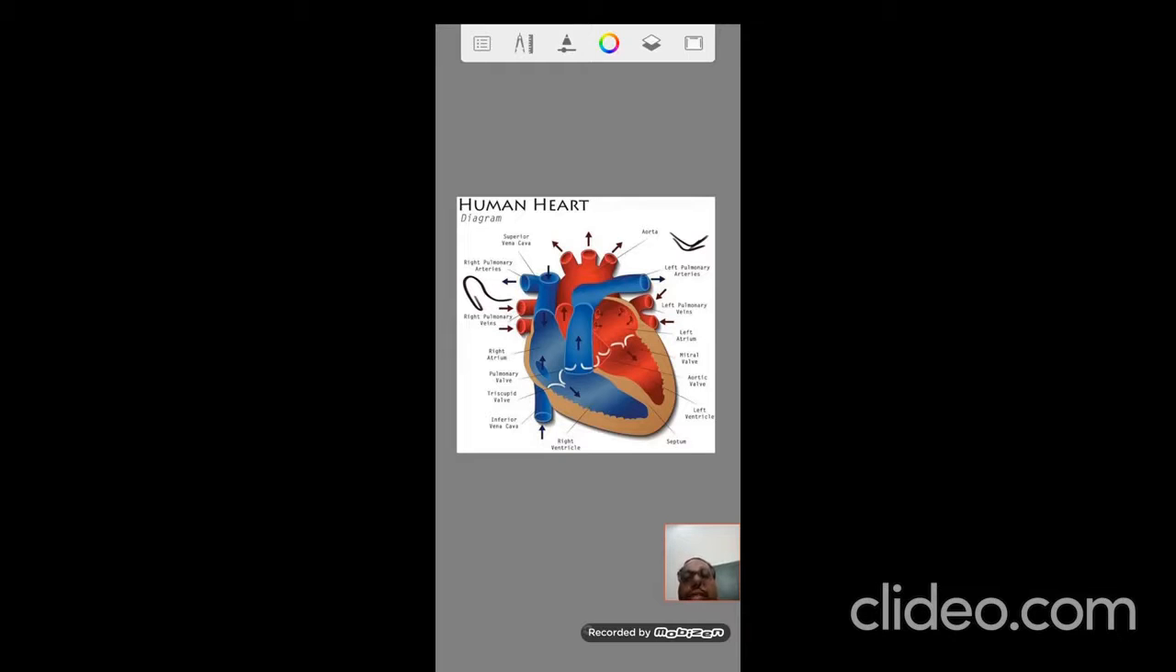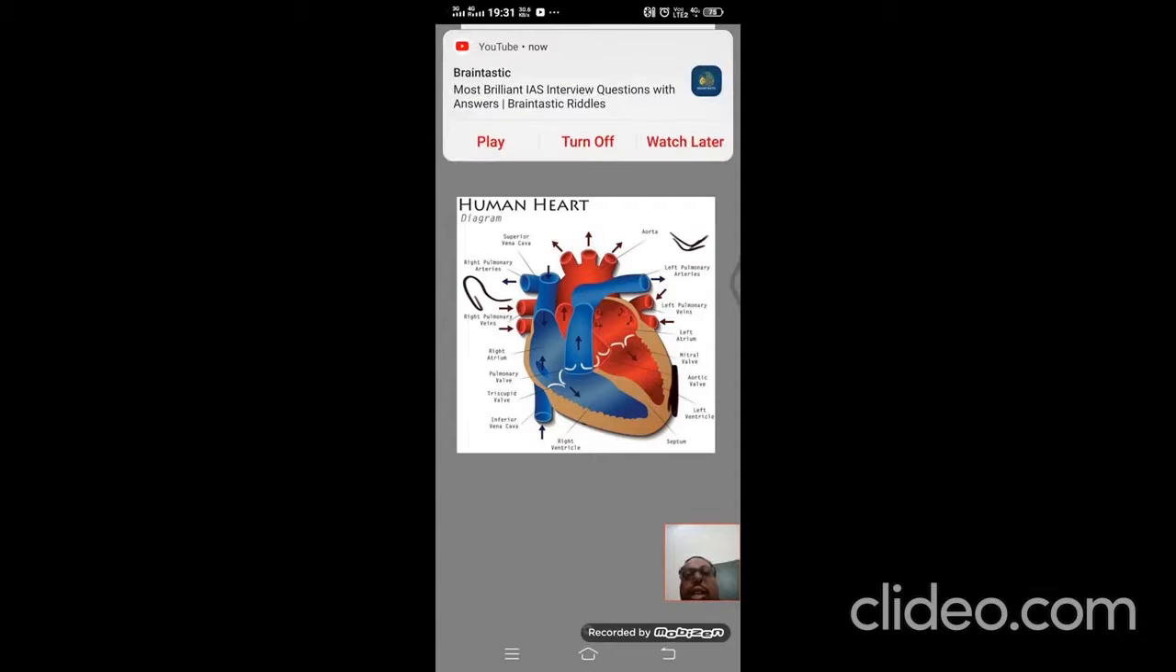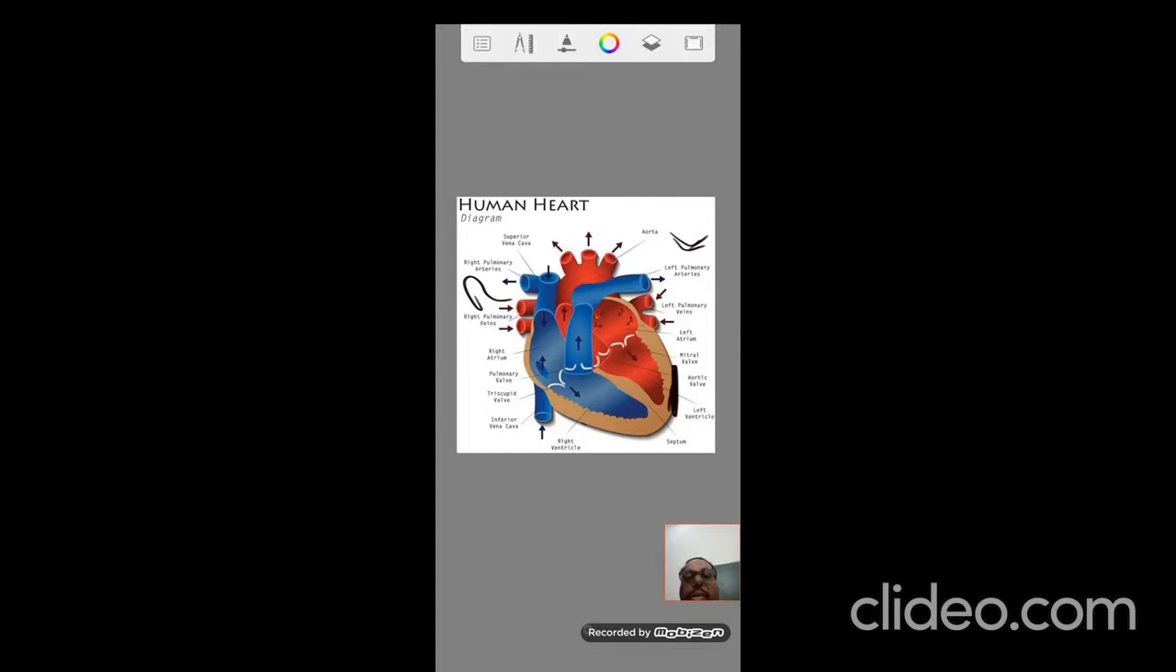One more thing: this particular part of the heart, the left ventricle side, is much thicker than the right ventricle, because the left ventricle is the main area which pumps. When it pumps, the blood circulates out to the different parts of the body.